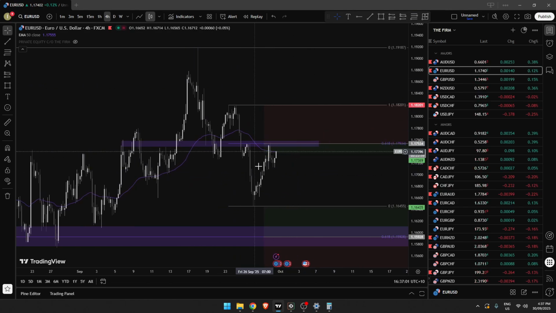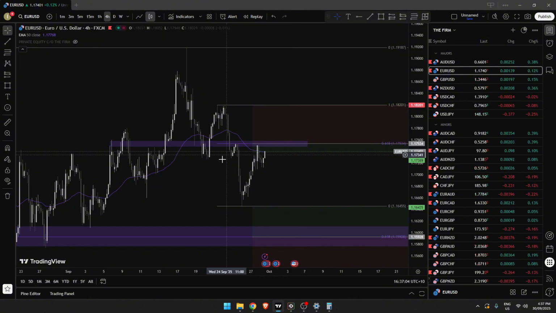I'll explain my complete Fibonacci strategy combined with the confluences I look for around my entry point, and also how I determined the overall trend and direction of the markets. Let's get into it.